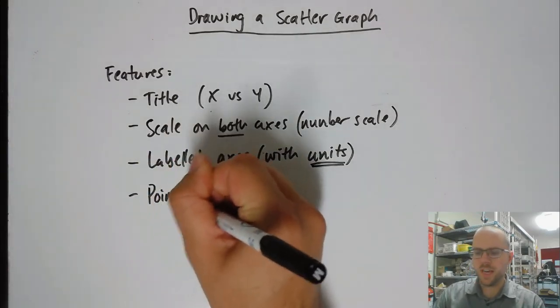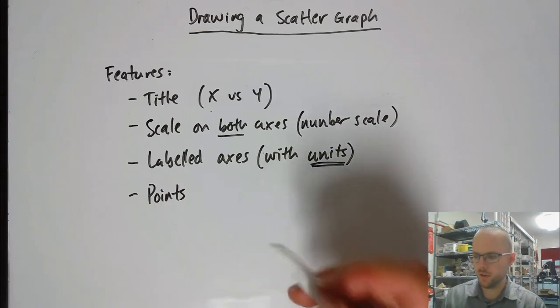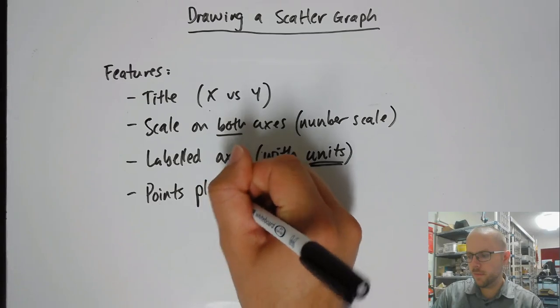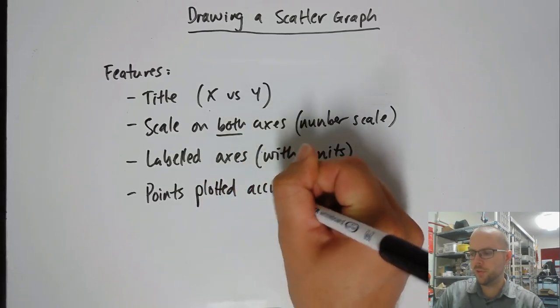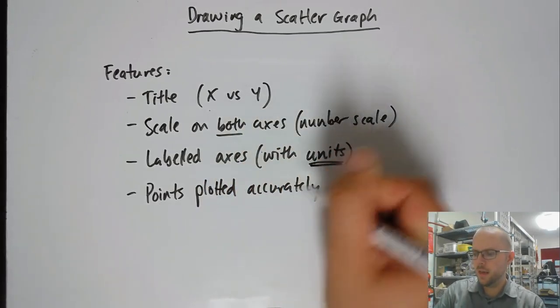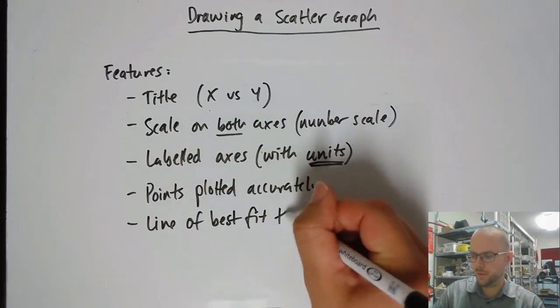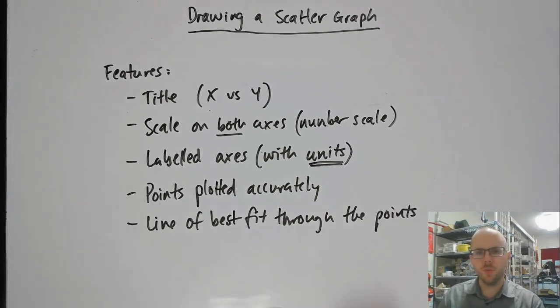For a scatter graph, we're talking about plotting points on a graph, so we're going to say points plotted accurately, and we'll go through exactly how that works in a moment. And then we draw a line of best fit through the points. When you're establishing a graph like this, go through this as a checklist.